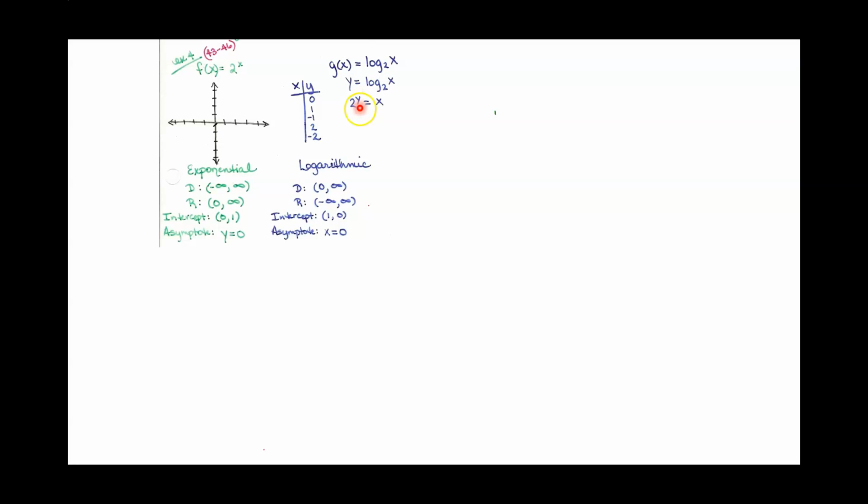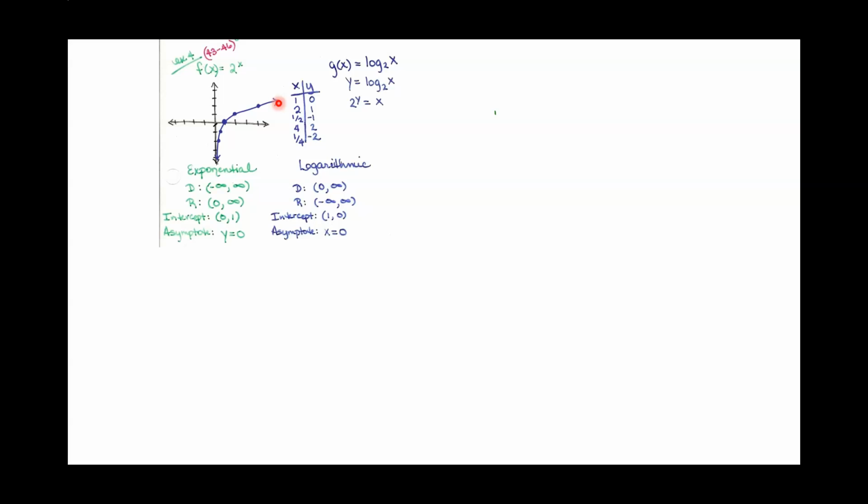So you can see it's going to be easier to plug in numbers for y than for x. So I'm going to go through here and just plug in some values for y to get my ordered pairs, and then I'm going to plot those ordered pairs, and this is the graph that I come up with for my logarithmic.